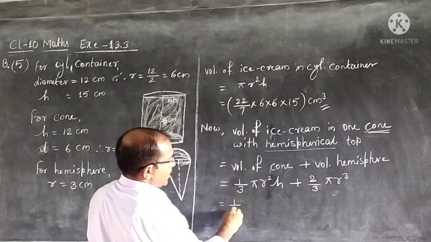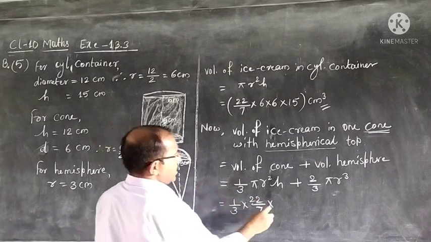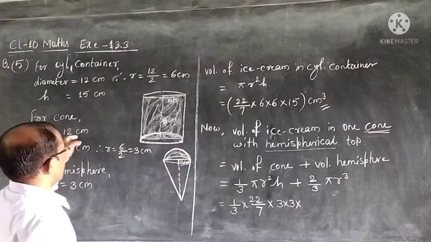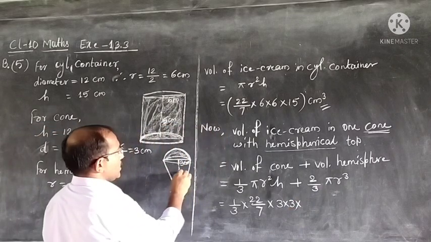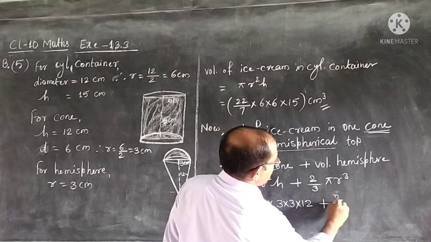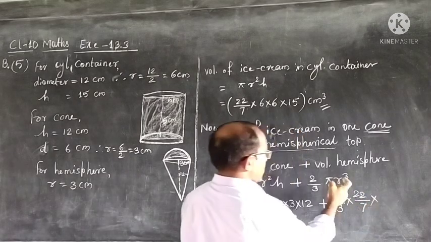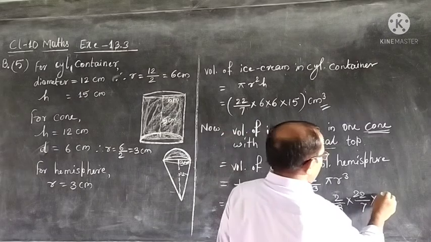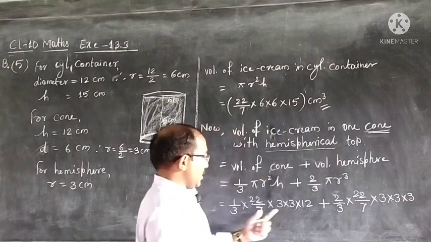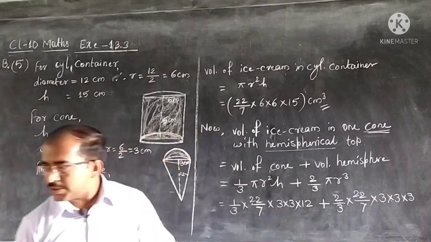So, 1 by 3 pi 22 by 7, radius of conical portion, that is 3 into 3, height of conical portion, how much was it? 12. We can show here also in the diagram, 12. So, 12 plus 2 by 3 pi 22 by 7, and the radius of the hemisphere will also be the same as the radius of the cone. So, 3 into 3 into 3. Here we need to simplify because there is a plus in between. So, let us see.